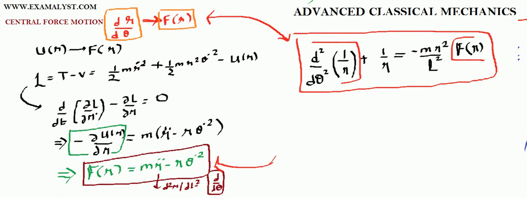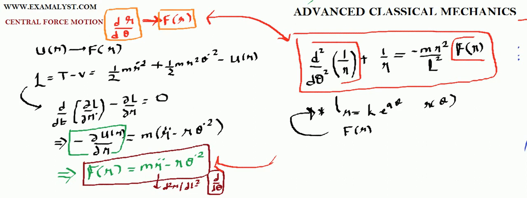So now let me give you an example. Consider I tell you that there is a particular orbit that follows this equation where r is k e to the power a theta. This is the equation that a particular orbit is following. Remember, r is a function of theta. Now if I ask you what is the central force responsible for this type of orbit, all you have to do is put the value of r here and find the value of f of r.